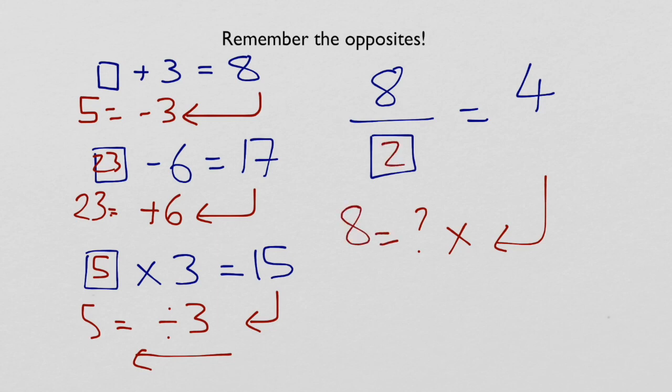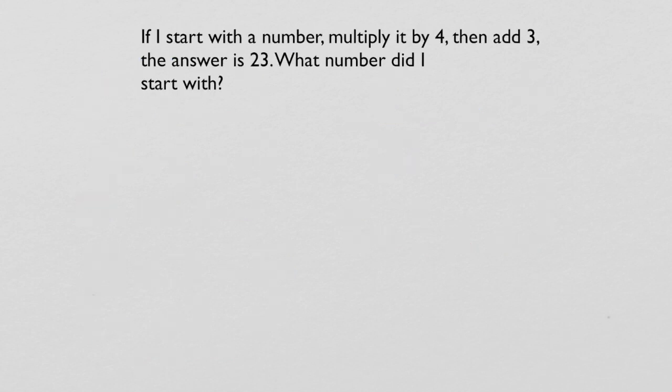All right, let's have a look at the first worked example. If I start with a number, multiply it by 4, then add 3, the answer is 23. So what number did I start with? Okay, so I'm going to start with my answer, 23. And then the first thing you're going to do is the opposite of add 3. So that is take away 3.